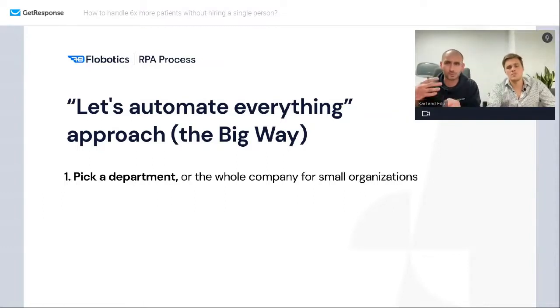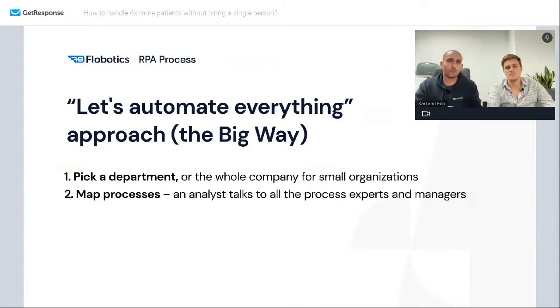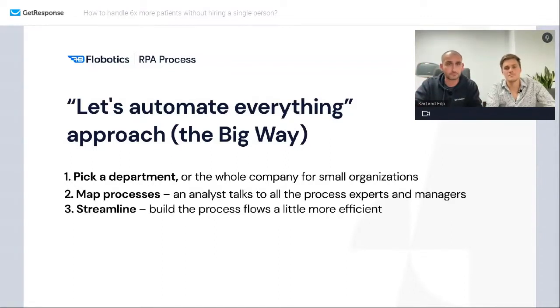So what we do is we pick a department, or the entire company if the company is small enough. Let's say the finance department, for example. What we do next is map all the processes. So an analyst would talk with people that know the processes, process experts, managers, and they would make a map of all the tasks and map everything out. Next, we streamline the processes that already exist. Robots don't necessarily work like humans. Humans are a little inefficient sometimes. So it's always beneficial before doing any automations to move things around and make them more efficient and streamlined.